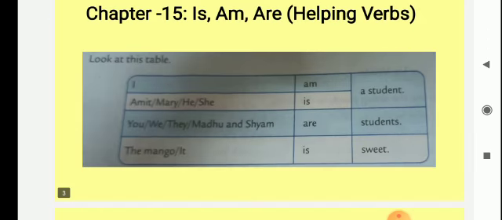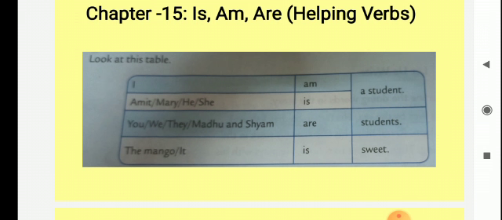Now look at this table so that your mouth gets used to the usage of is, am, are. I am a student. Amit is a student. Mary is a student. He is a student. She is a student. You are students. So you can be used for singular as well as plural. When we say you are for singular, we say you are a student. When it is used for plural, then we say you are students. Clear, children? So with you, we always use are.